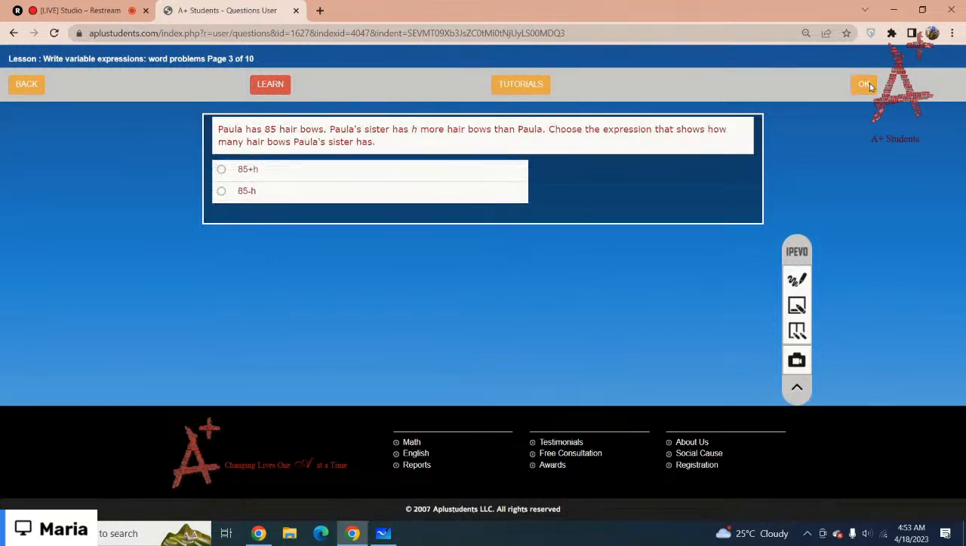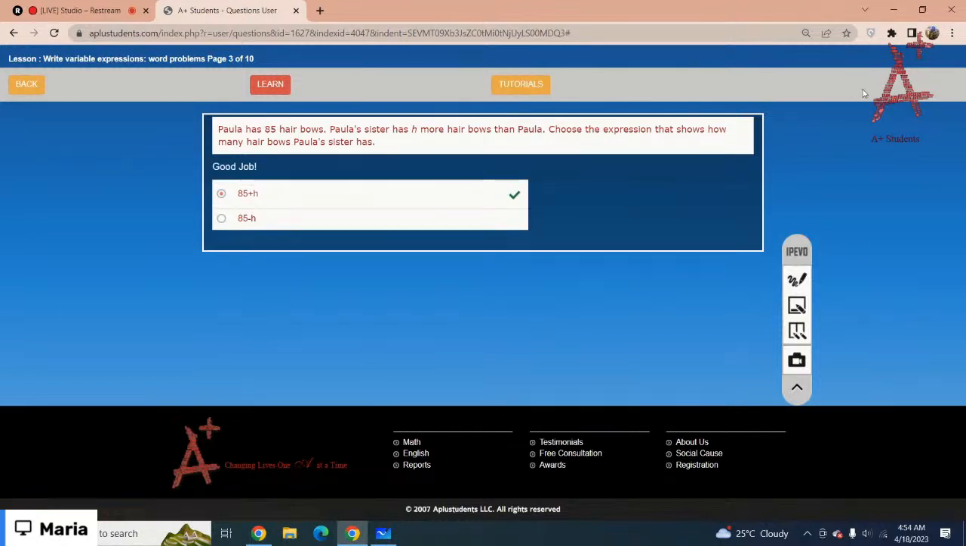Okay, Paula has 85 hair bows. Paula's sister has H more bows than Paula. Choose the expression that shows how many hair bows Paula's sister has. So which is the correct option, option 1 or option 2? Paula has 85 and her sister has H more. So it would be 85 plus H. Very good. Option number 1 is the correct option.